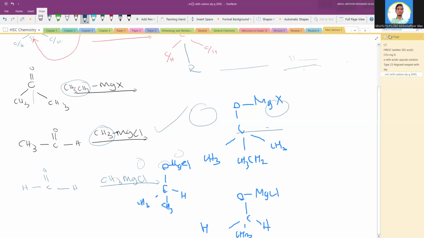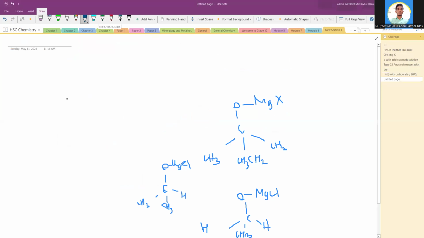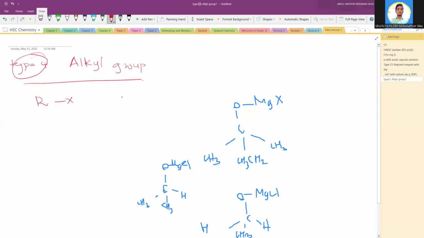So that is the next type, the fourth type, with alkyl groups. Type 4, alkyl group. So alkyl group in the sense we will have RX, right? And here it might be CH3Cl or CH2CH3, anything, right?